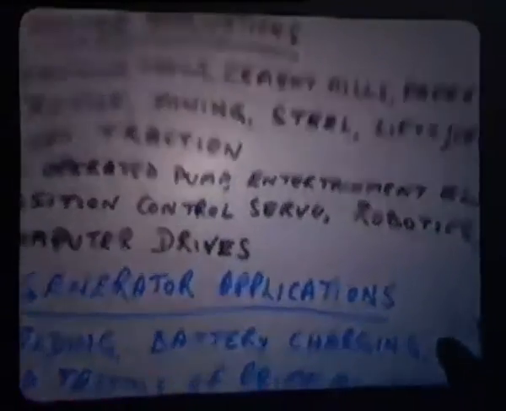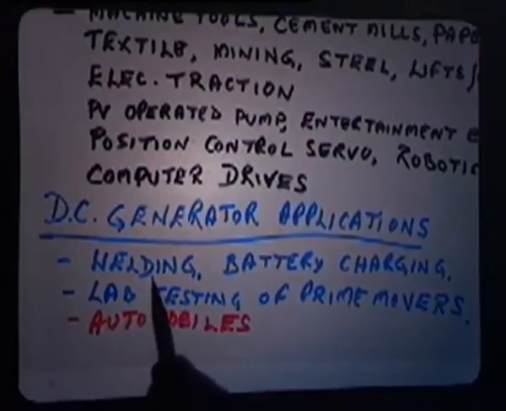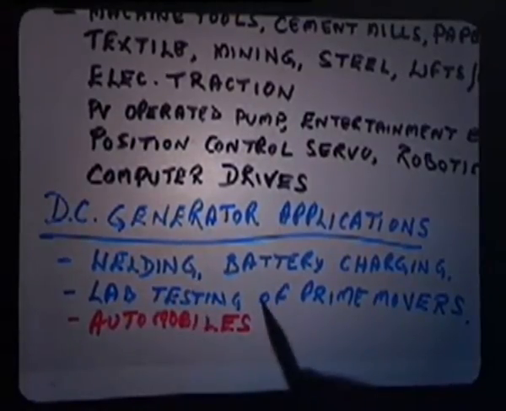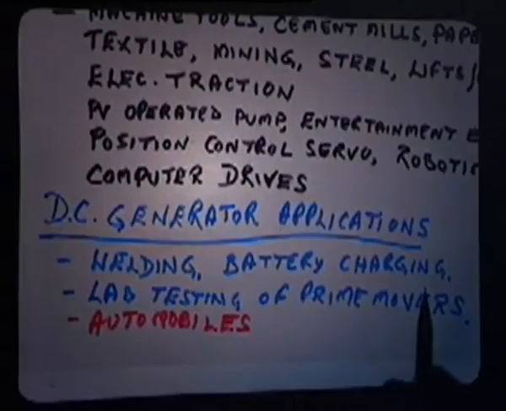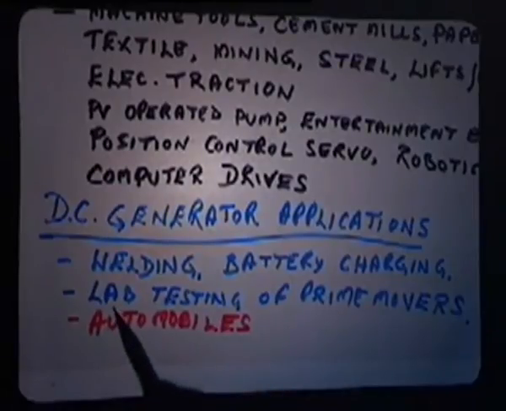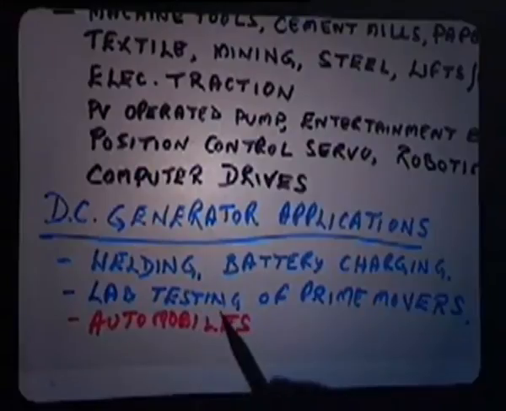But DC generators have typically a very small range of applications. DC generators are used in welding generators often. They are used in defense applications for battery charging purposes. So there are engine driven generators which charge the batteries in remote places. They are widely used in lab testing of prime movers. In fact, any prime mover, if you want to test it, DC generators are very versatile.